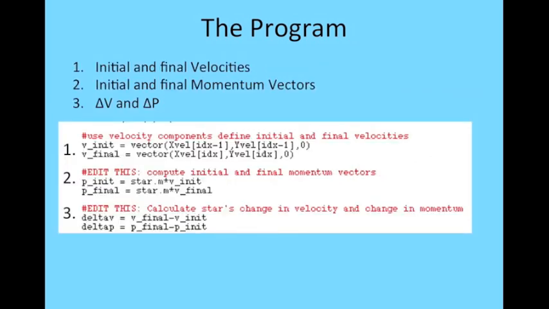Now we must explicitly state how to solve for the initial and final velocities. As you can see, the initial velocity is described by the -1 as the data point just previous to the data point designated final velocity. We then can specify that P initial is equal to the star mass times the initial velocity. The same process is true for P final. Lastly, in this section, we indicate that the delta of a certain quantity is equal to the final minus the initial, as we show here for delta V and delta P.